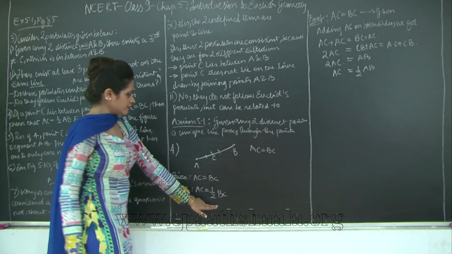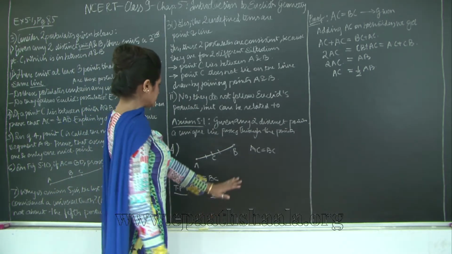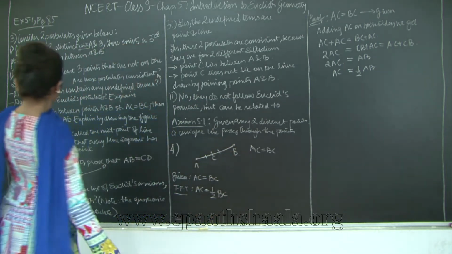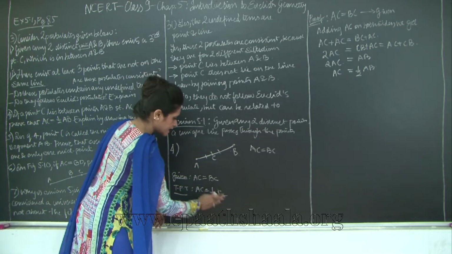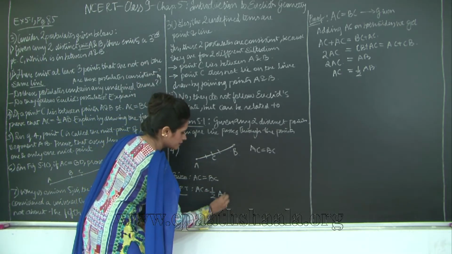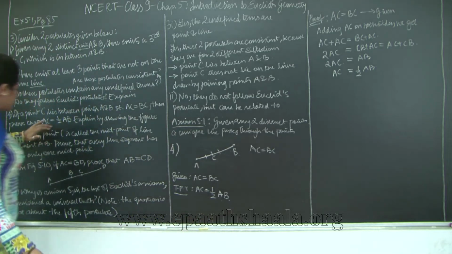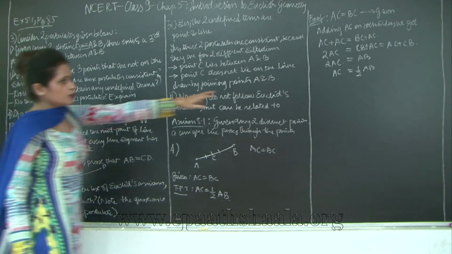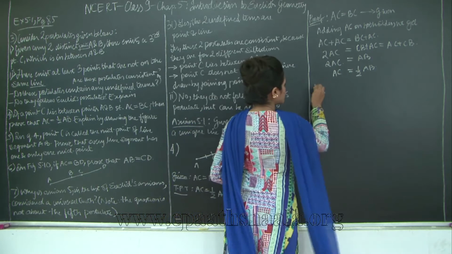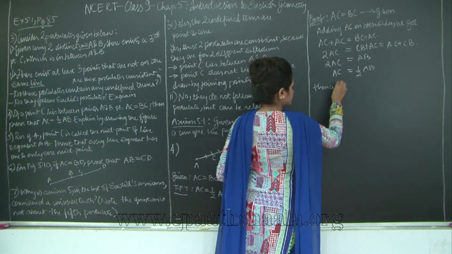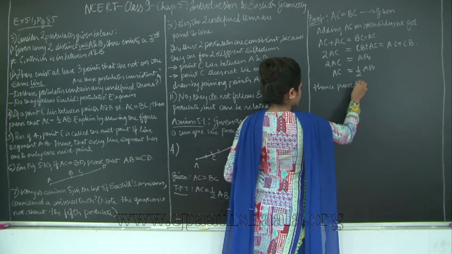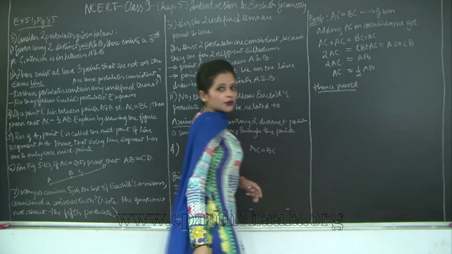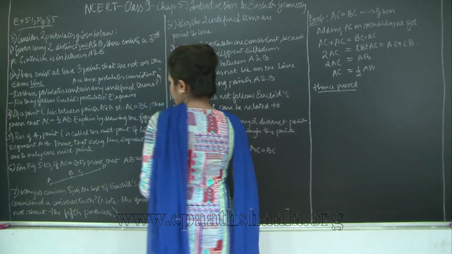AC is equal to half AB. I'm sorry, I have written this incorrectly. AC is equal to half AB. Here, AC is equal to half AB, which is what we need. So I'll say hence proved. Right? Now let's move on to the 5th question.